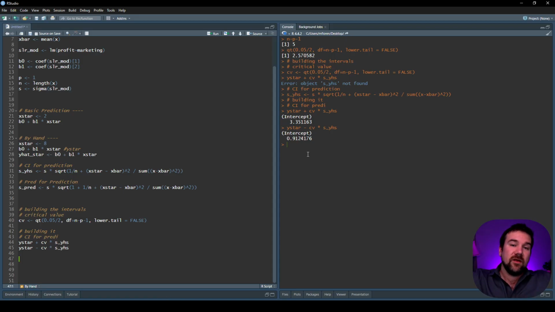And again, remember, that's the interval for the mean. So if I'm predicting this and I'm trying to figure out on average what's going to happen if I invest $8,000 in marketing over and over and over again, on average, it's going to come out between, say, $1,000 and $3,300 in terms of profit if I did it over and over and over again.